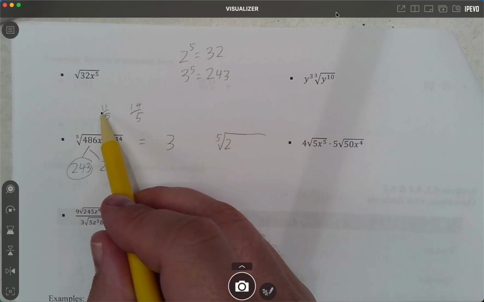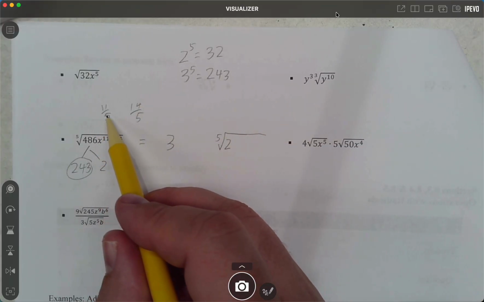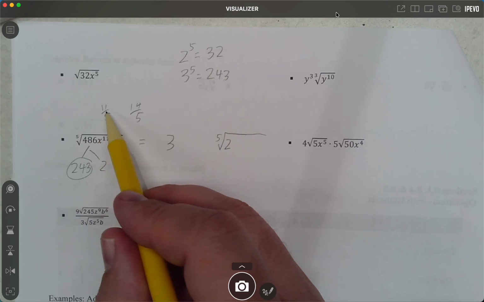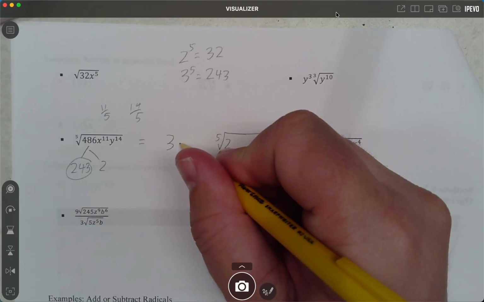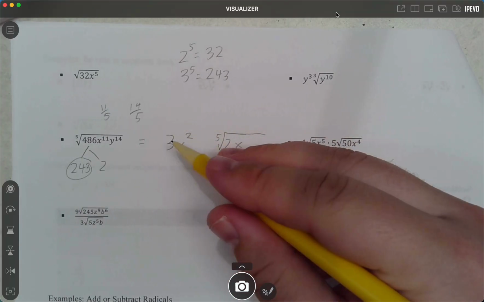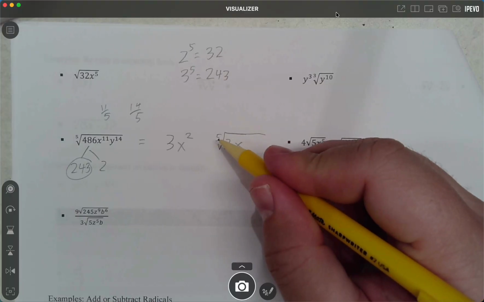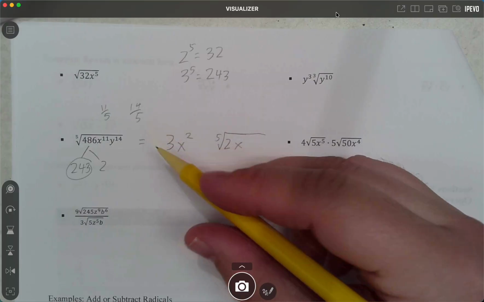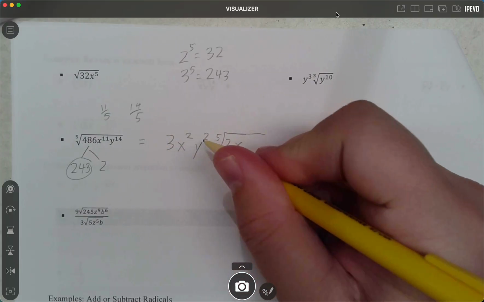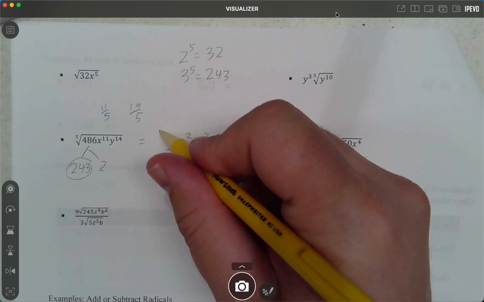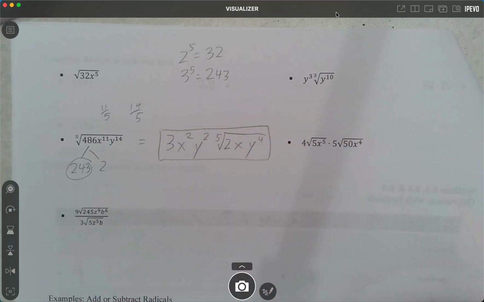So for 11 over 5, remember that as a mixed number, that's 2 and 1/5 if you convert that into a mixed number. So that means I've got 2 x's on the outside and 1 x left on the inside. 2 and 1 in my fifth root. And then for 14 over 5, that's going to be 2 and 4/5. So 2 y's on the outside and 4 y's inside the fifth root. And so that would be my answer.